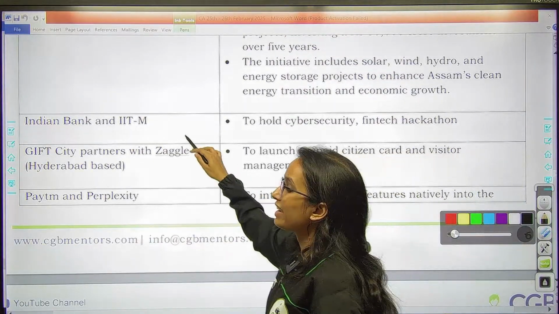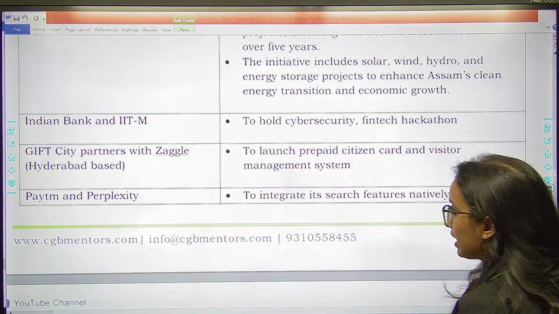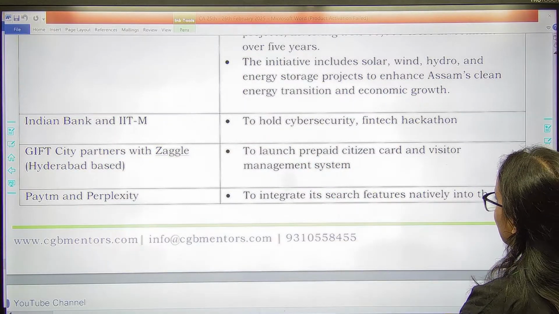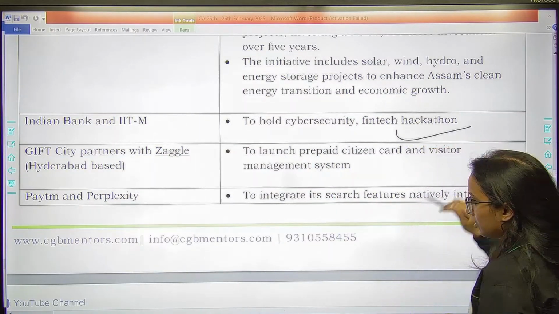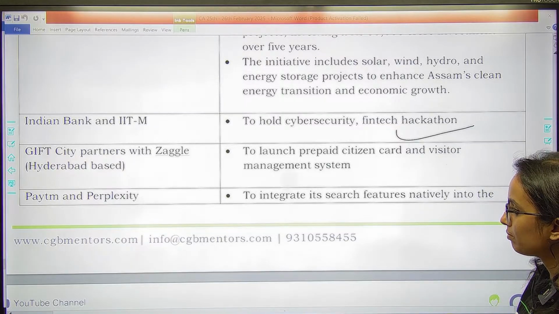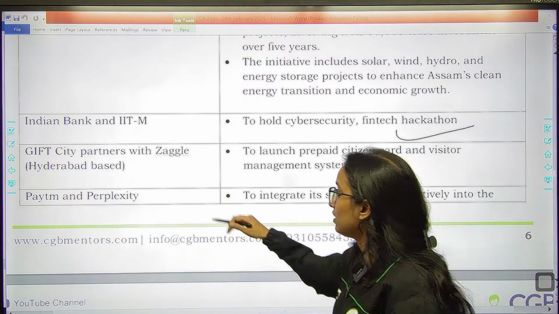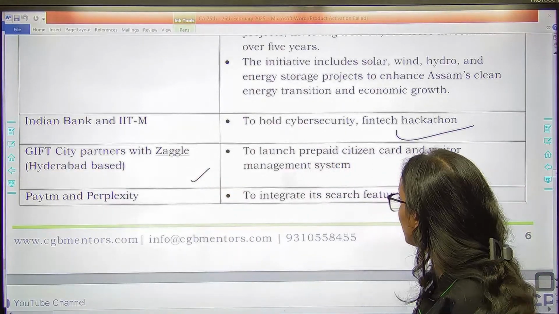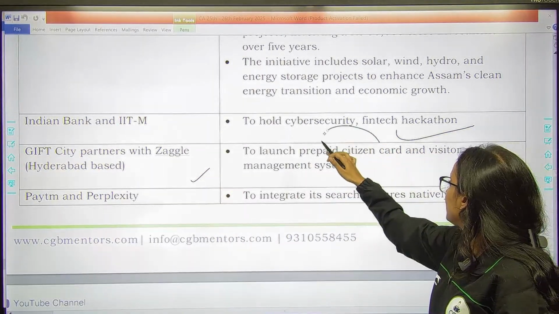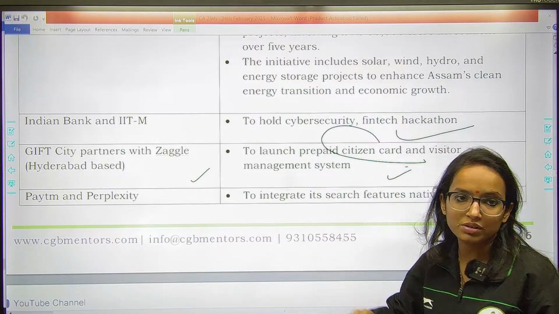Then next is Indian Bank and IIT Madras. So they have signed this MOU to hold a cyber security and fintech hackathon, raising awareness about cyber security and finding solutions. Gift City Gujarat has partnered with Zegal. Zegal is a Hyderabad based firm. This is to launch a prepaid citizen card and visitor management system.